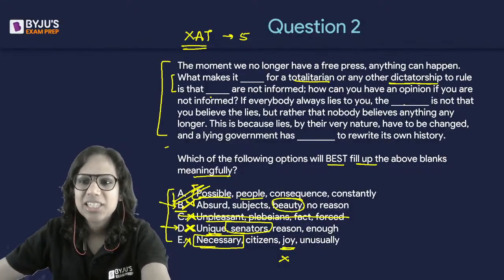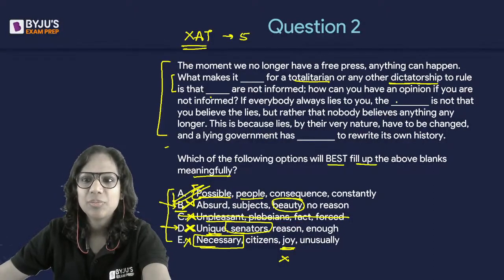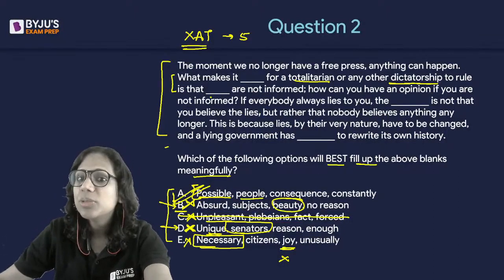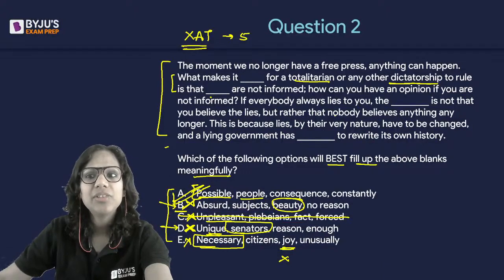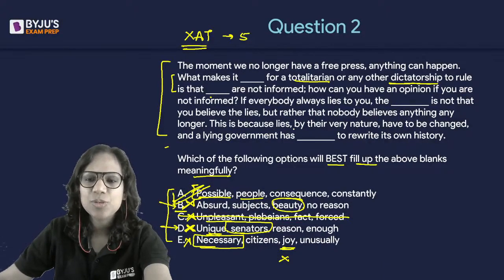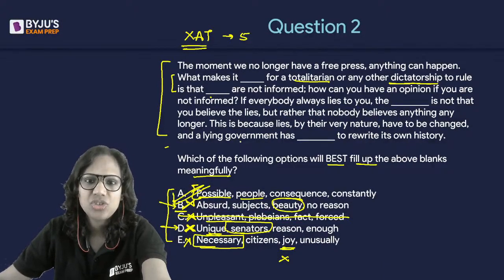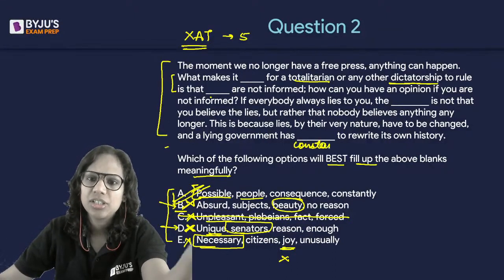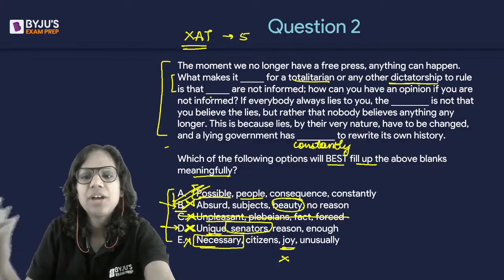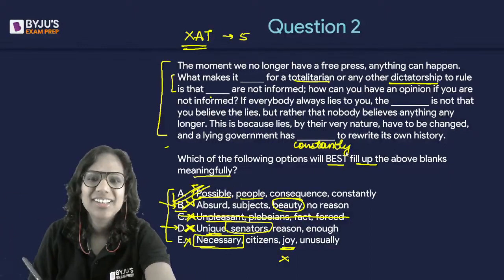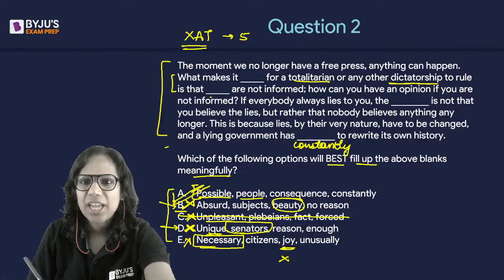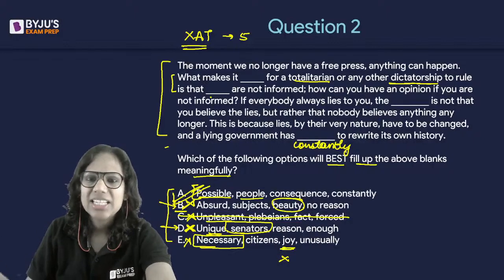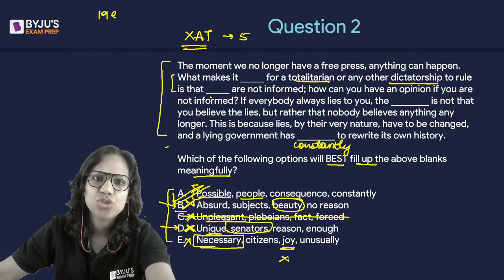So the consequence, the result, is what you needed, something that meant result. The consequence is not that you believe the lies, but rather that nobody believes anything any longer. This is because lies by their very nature have to be changed, and a lying government has constantly to rewrite its own history. It's a continuous process. You'll have to keep on doing it. Right? I hope this makes sense. Has anybody read 1984 by George Orwell? This paragraph reminds me of that.